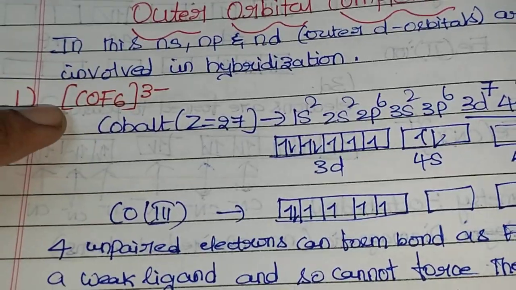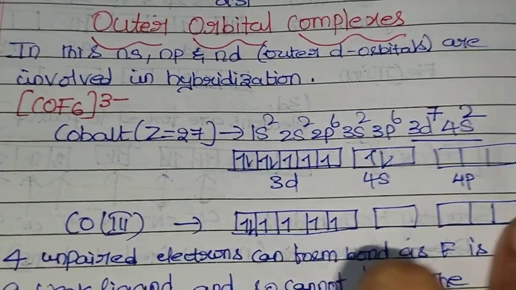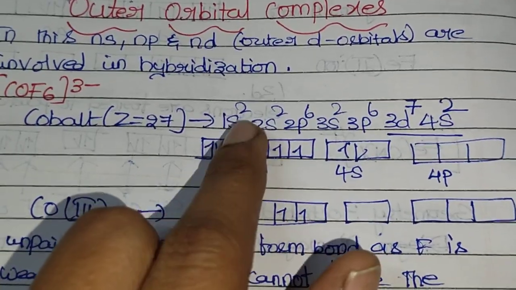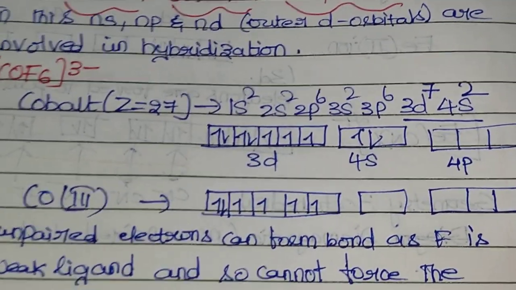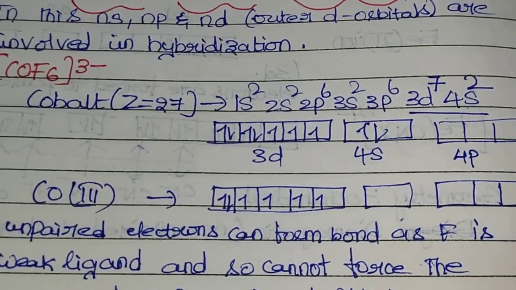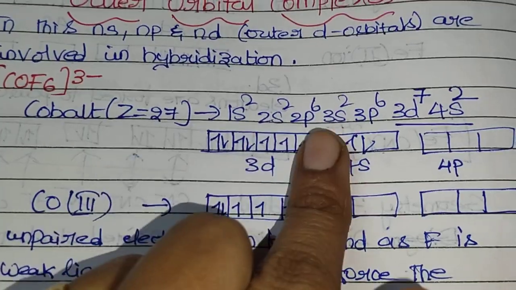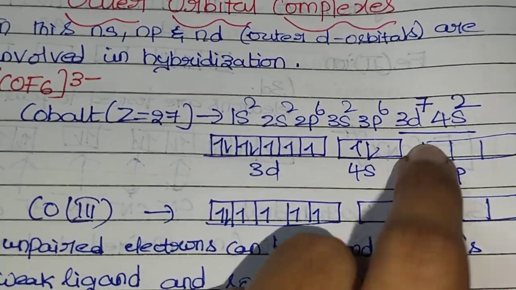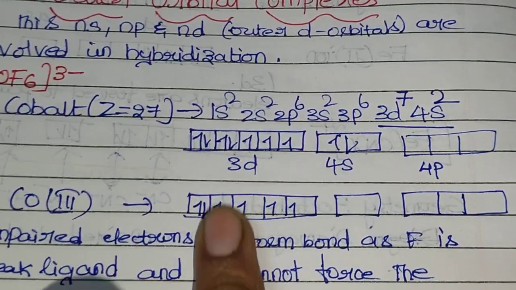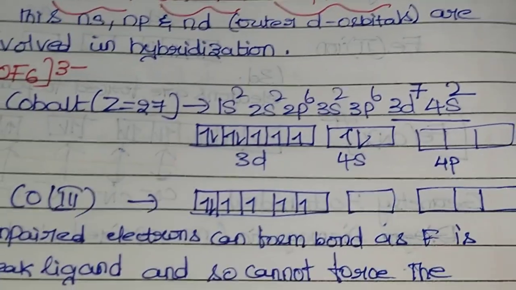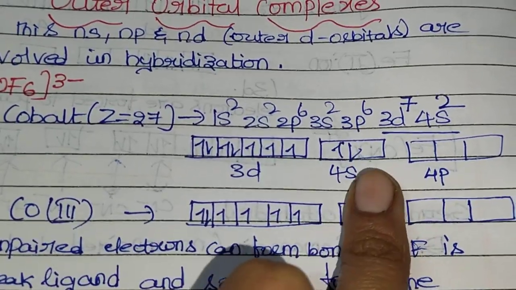CoF6 3 minus. So Co is cobalt, its atomic number is 27. So I write the configuration. Every time I am writing the electronic configuration fully, so that we will not get any confusion. We just use the valence electrons outside shells only. So 1s2 2s2 2p6 3s2 3p6 3d7 4s2. So like this we got 3d7, 1 2 3 4 5 6 7, and 4s2.